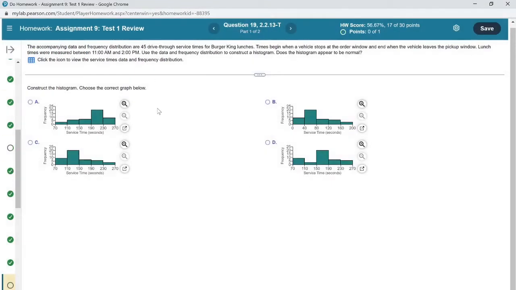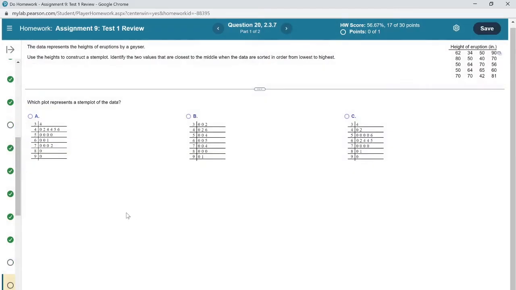One more time, this is also about histogram, so this is very similar to the previous one, so I'm going to skip it and go to the next problem. We need to use the data here and then construct a stem plot. A stem plot means whenever you have two-digit data, you put the left digit in the first column and then the right digit in the second column.